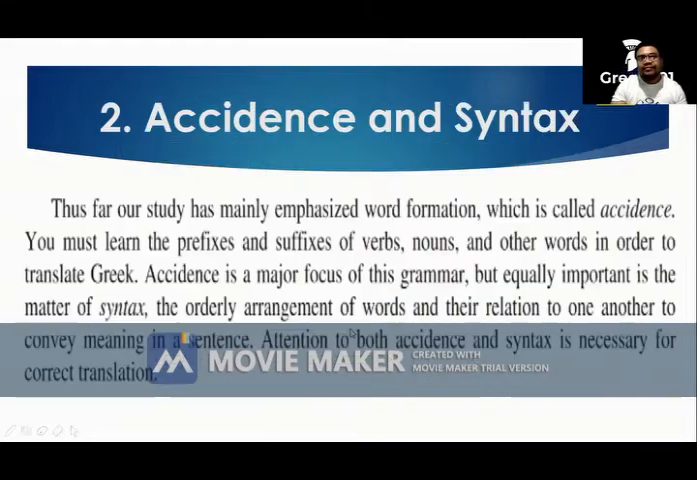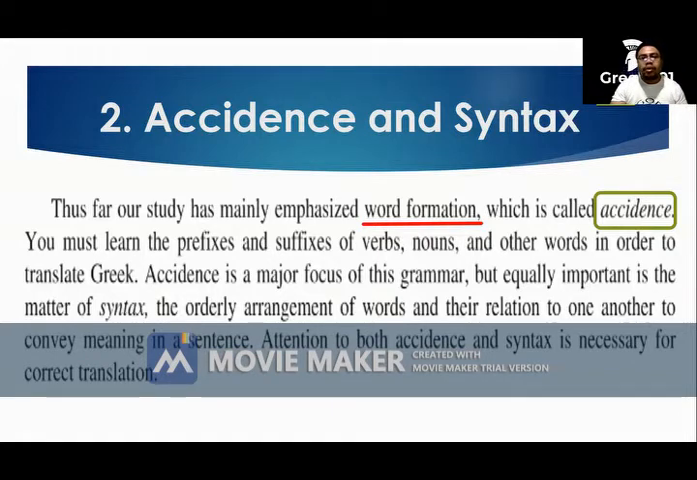Okay, very good. So let's proceed to the accidents, rather, and syntax. Thus, our study has mainly emphasized word formation, which is called the accidents. So it focuses mainly on the formation of the words. You must learn the prefixes and suffixes of verbs, nouns, and other words in order to translate Greek.